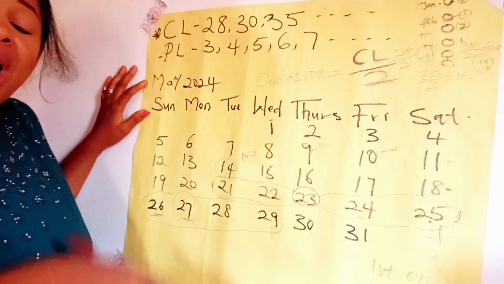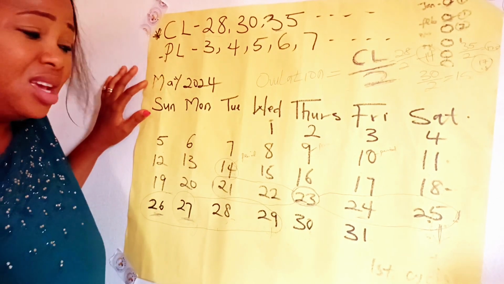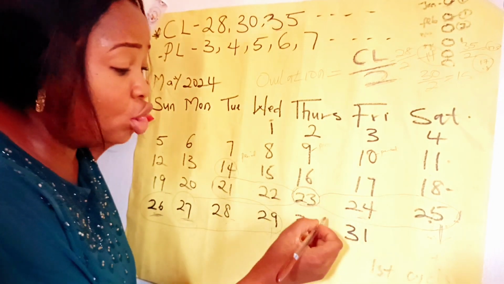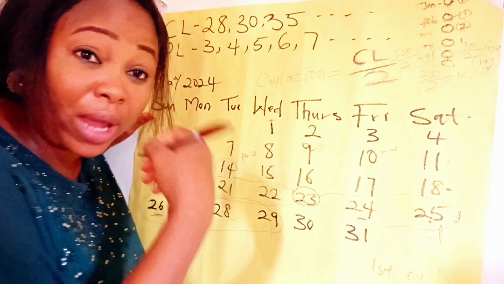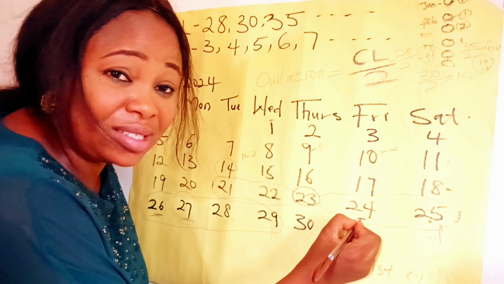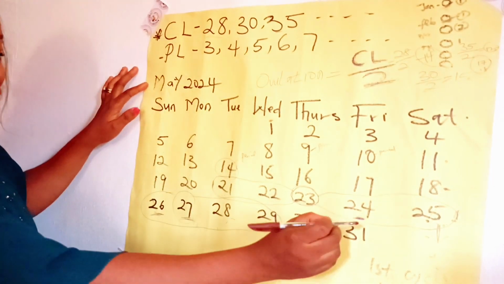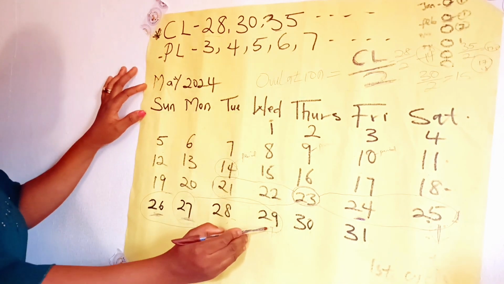So if you have a 35-day cycle length, and your period started on the 10th of May, and you want to get pregnant, start having sexual intercourse on the 24th of May, from the 24th of May down to the 29th of May.